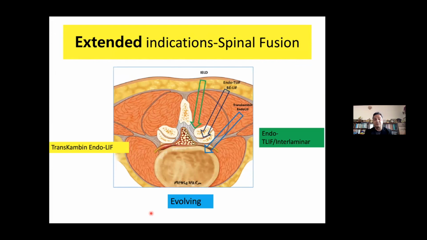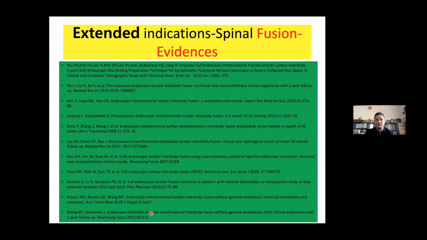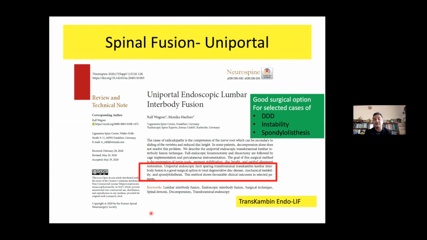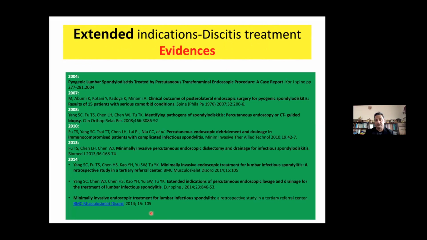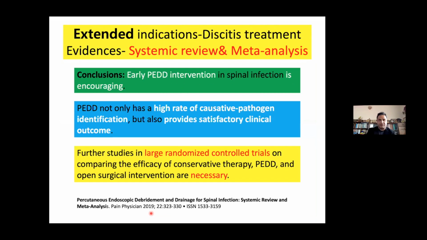It can be used for fusion, which is an evolving technique, by transforaminal approach or endoscopic interlaminar approaches. There is a lot of literature evidence for that. A systematic review has shown that it is a good surgical option for degenerative disc disease, instability, and spondylolisthesis. A lot of evidence is also available for infection. Recently a meta-analysis has shown that intervention in spinal infection is encouraging, with a high rate of causative pathogen identification, and it provides satisfactory clinical outcomes. But it shows that a large number of controlled trials are necessary.